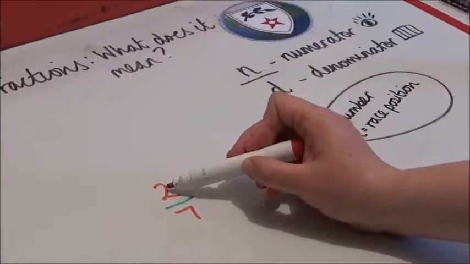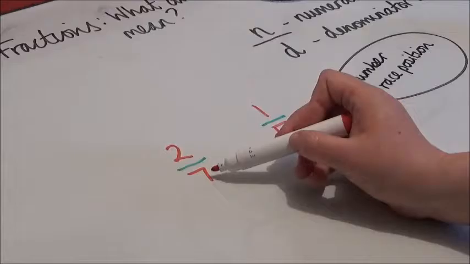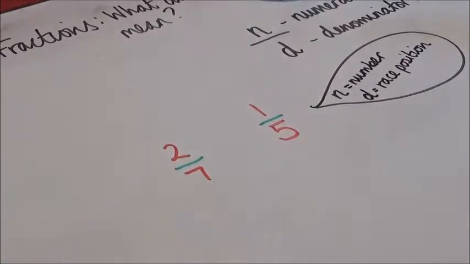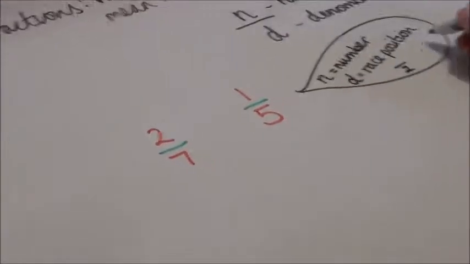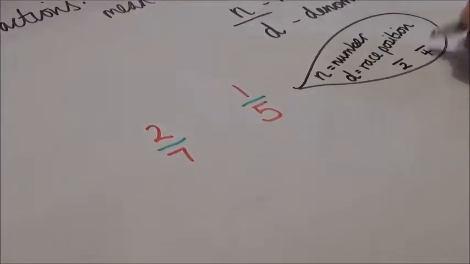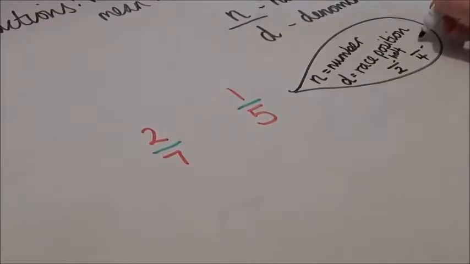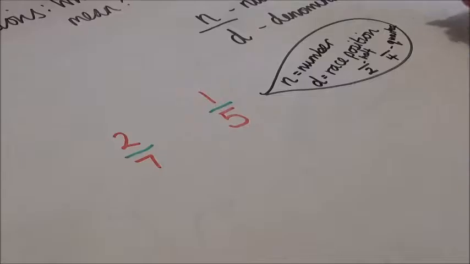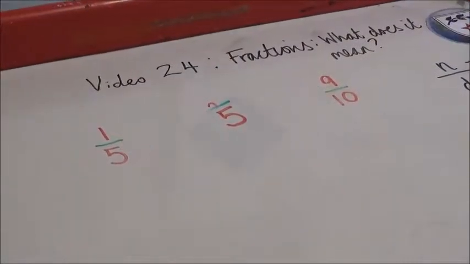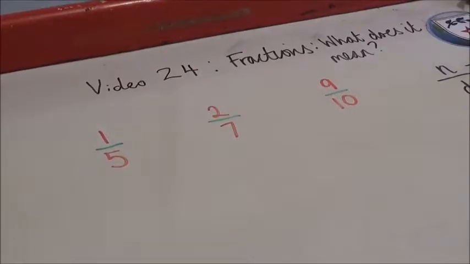Here we've got 2/7. The only time this doesn't work is when our denominator is a 2 or when our denominator is a 4. And then we say half or quarters. Okay, so now we know how to say fractions and we know the vocabulary for fractions.